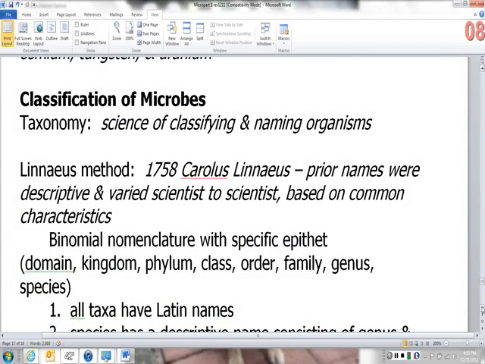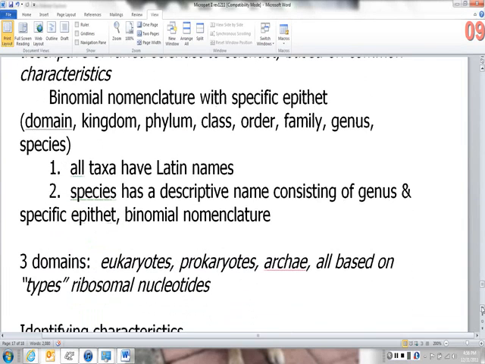There are multiple levels of classification, beginning with the 3 domains and going down through the kingdoms, phylum, class, order, family, genus, and species. All of the taxa have Latin names or Latinized names. The species has a descriptive name consisting of the genus and species or specific epithet for the binomial system. The 3 domains are the eukaryotes, prokaryotes, and archaea. These are all based on the types of ribosomal nucleotides.